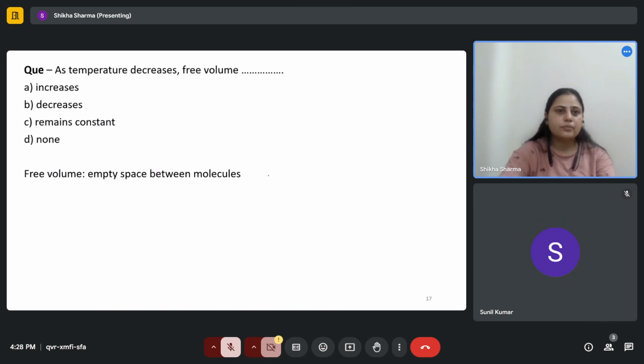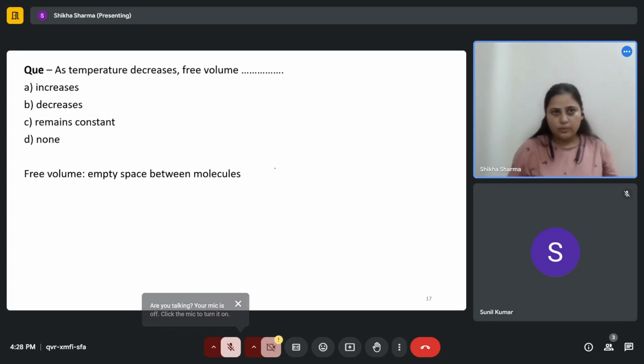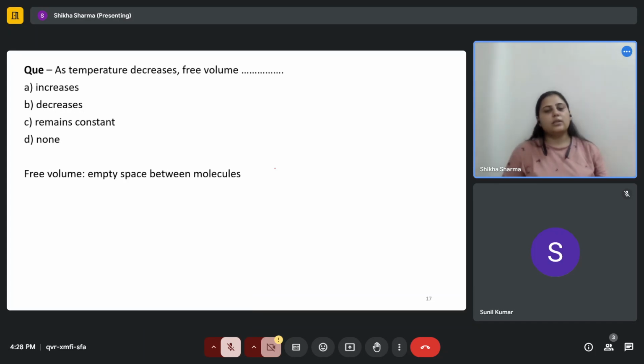So let's move to the next question, which is on free volume. As temperature decreases, free volume increases, decreases, remains constant, or none. So when the temperature decreases, what happens to free volume? Free volume is nothing but the empty space between the molecules.